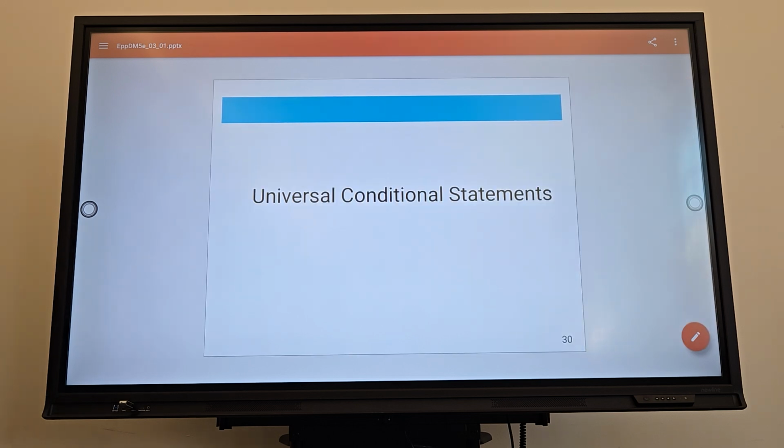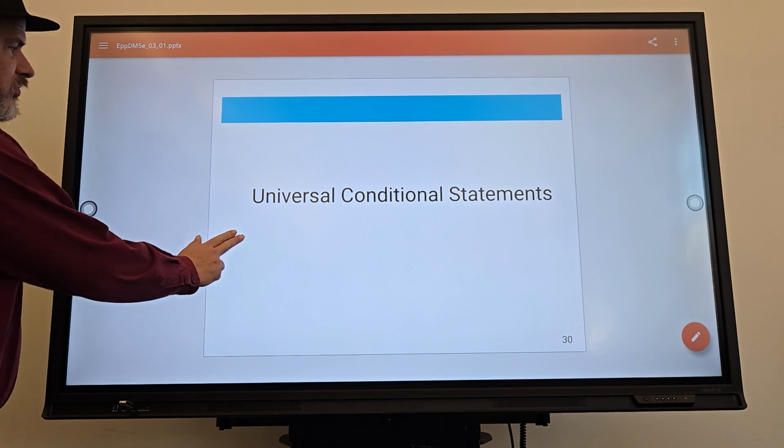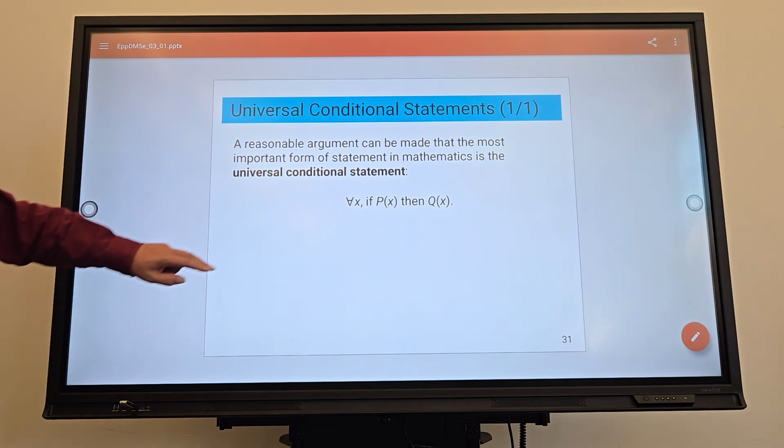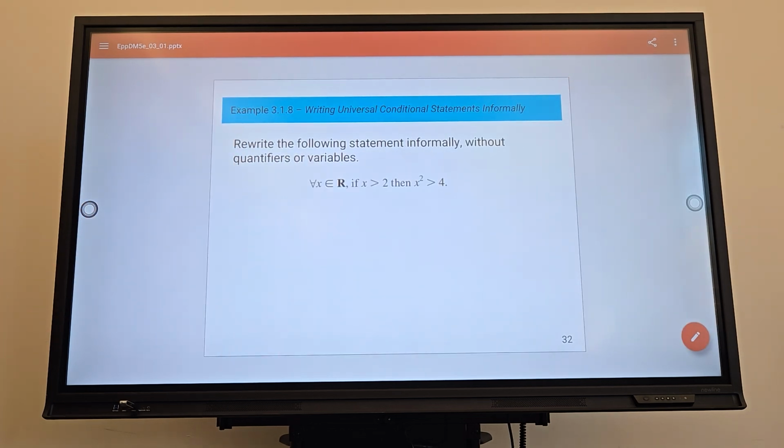Universal conditional statements. So, a reasonable argument can be made that the most important form of statement in mathematics is the universal conditional statement: for all x, if P of x, then Q of x. So, write the following statement informally without quantifiers or variables. For all real numbers x, if the number is greater than 2, then the square of the number is greater than 4.